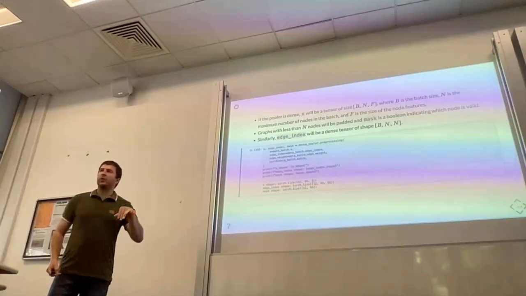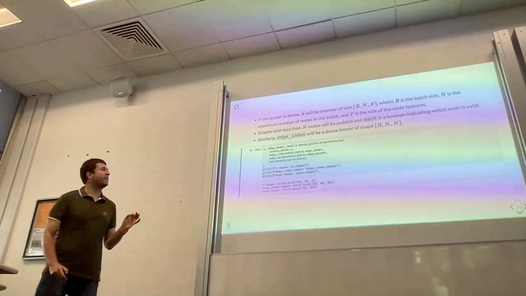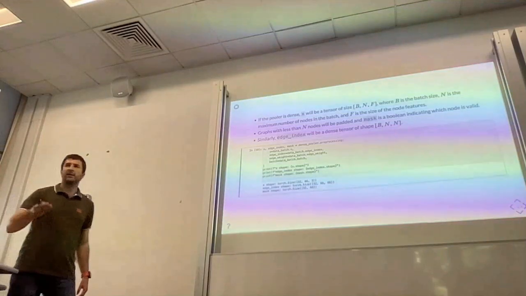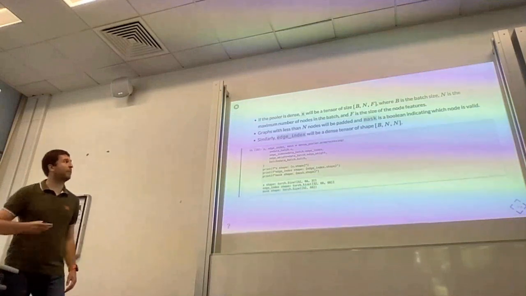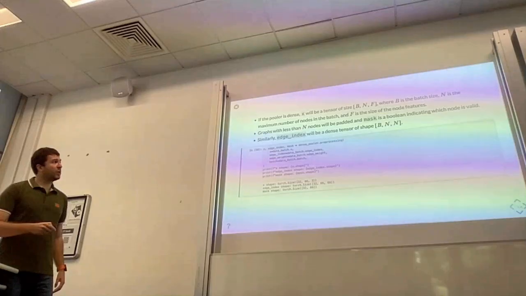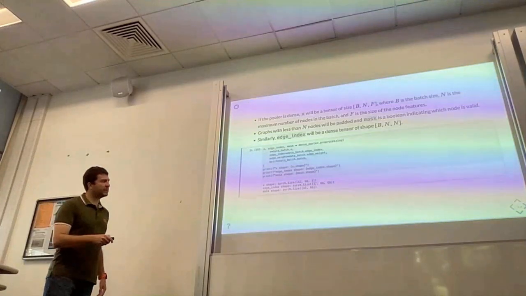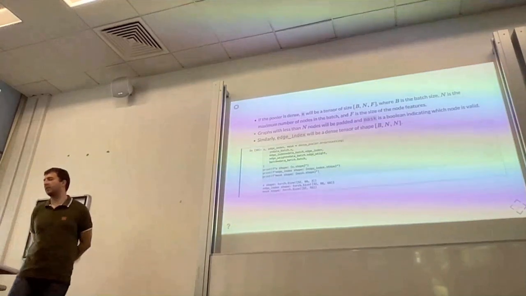So the other graphs with fewer than 66 nodes will be padded, okay? And this mask object says basically which nodes are valid and which instead are padded. Similarly, the edge index will be a dense tensor of shape B, N, N, again, where B is the batch size and N is 66, which is the size of the largest graph.